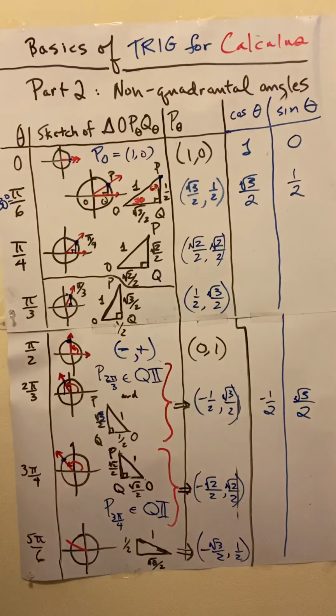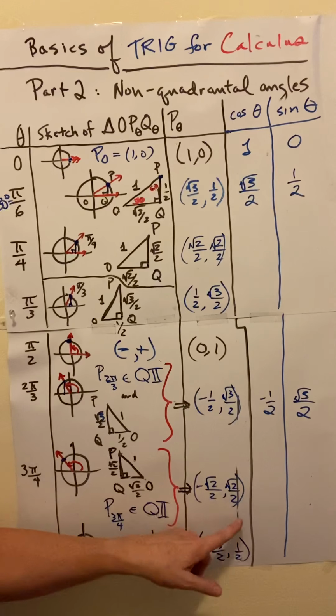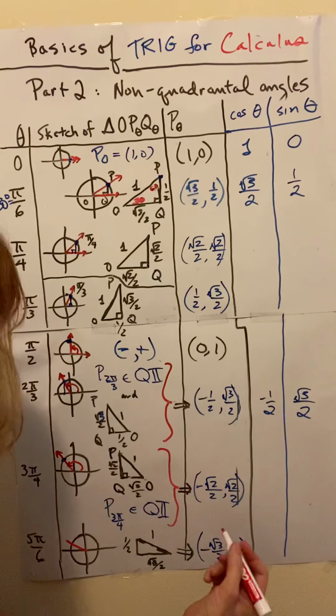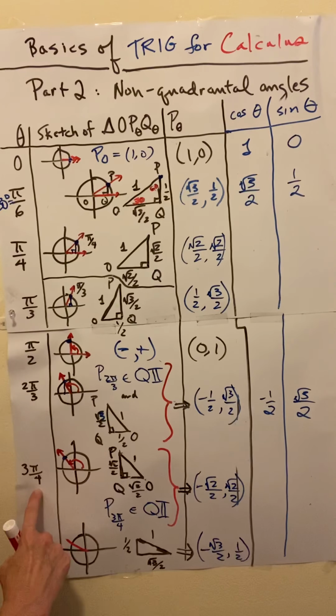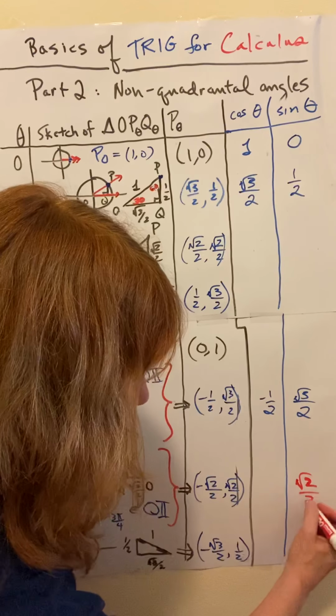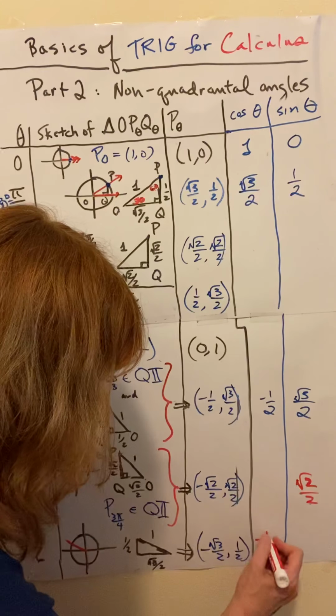Okay. You should stop the video, work out these other two. 3 pi over 4, 5 pi over 6. Come back and check to see if you have these points down here. Come back, stop the video and come back. Now you've come back. The sine of 3 pi over 4 is clearly a square root of 3 over 2. Oh, excuse me, square root of 2 over 2, my bad. The cosine of 5 pi over 6 is a negative square root of 3 over 2.